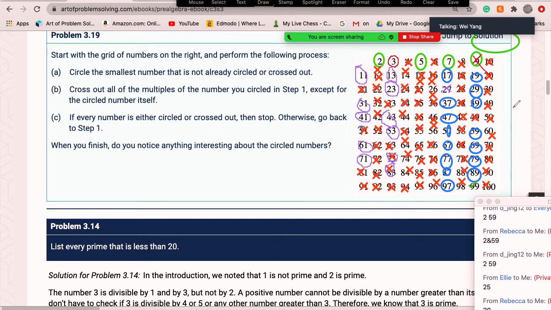Actually, my question is, from between 1 and 100, how many prime numbers here? That's actually my question. How many prime numbers are here from between 1 and 100?